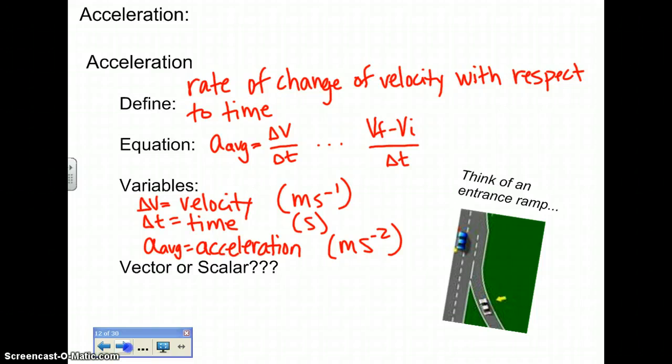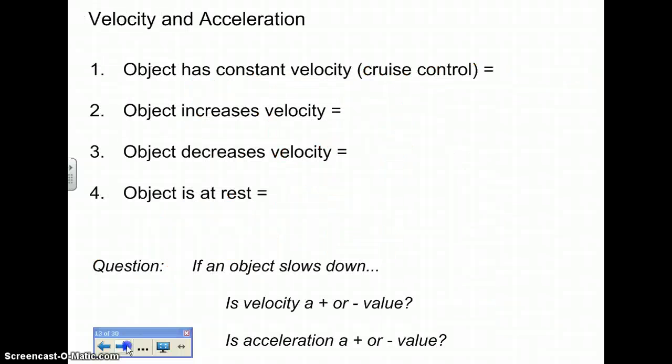So stop and think about this. Would acceleration be a vector quantity showing both magnitude and direction, or would acceleration be a scalar quantity showing only magnitude? Well, the easy way to assess this is check out the variables that are in that equation. Looking at velocity, is velocity a vector quantity or a scalar quantity? Velocity is a vector quantity, so therefore, so is acceleration.